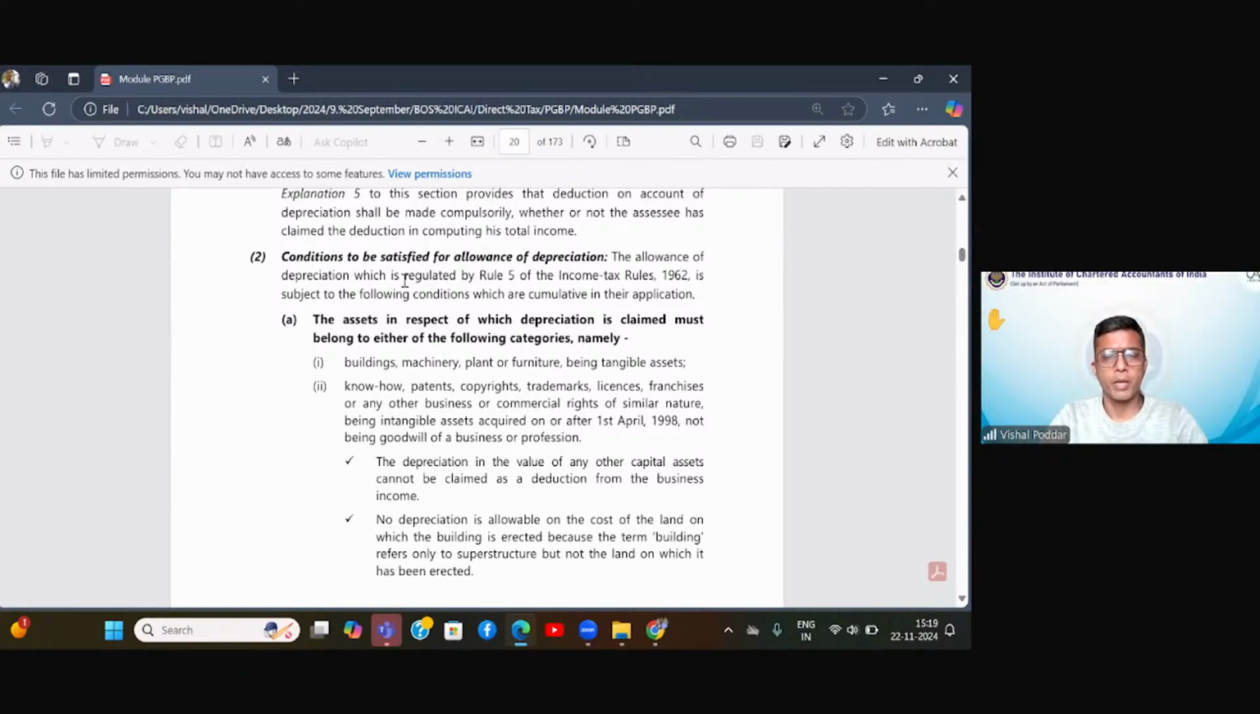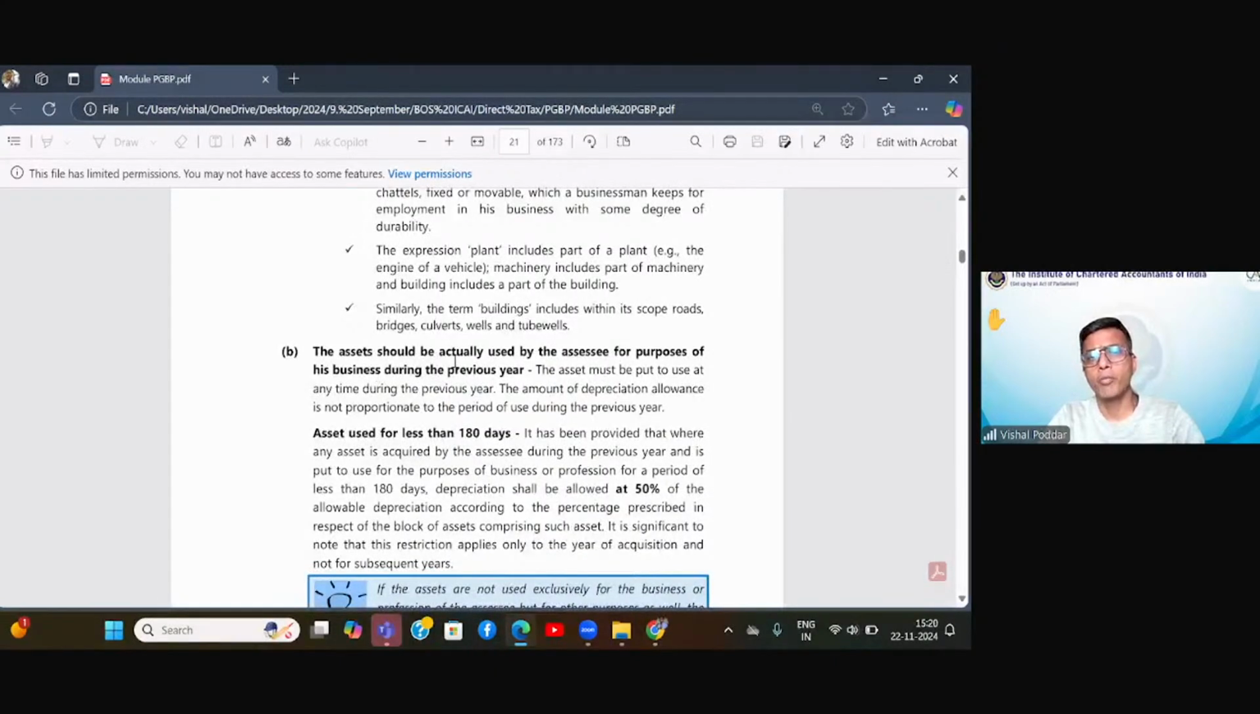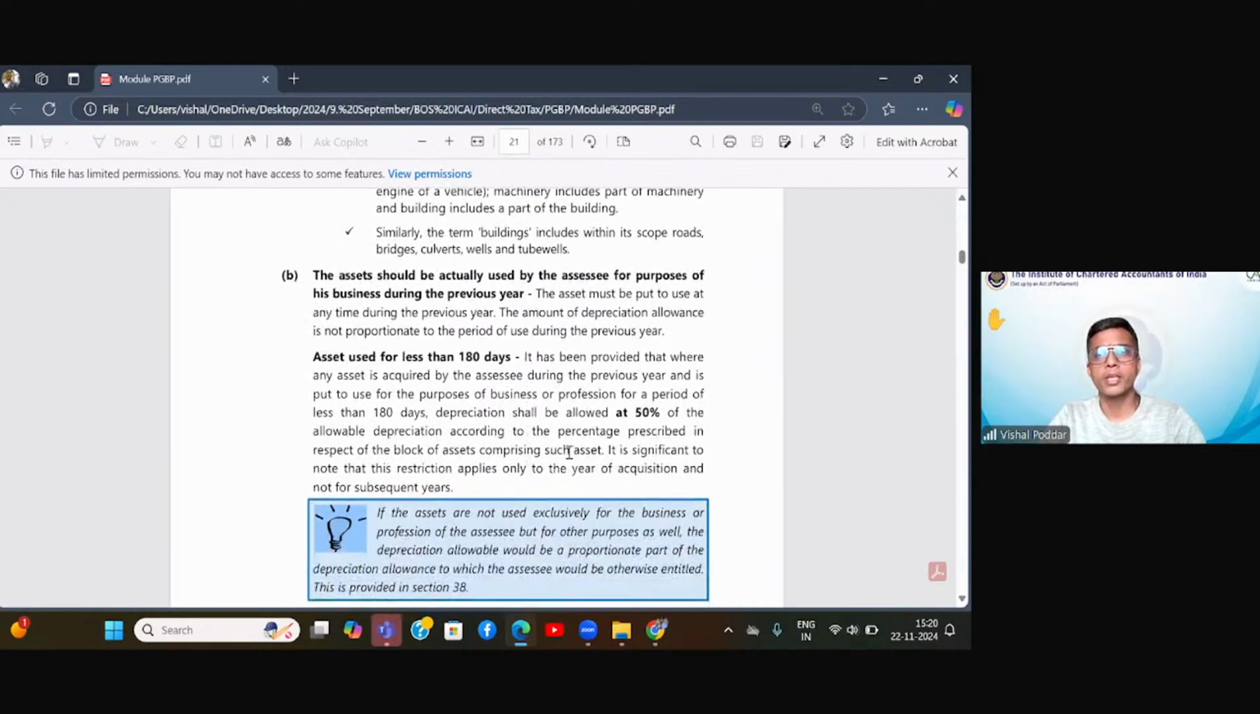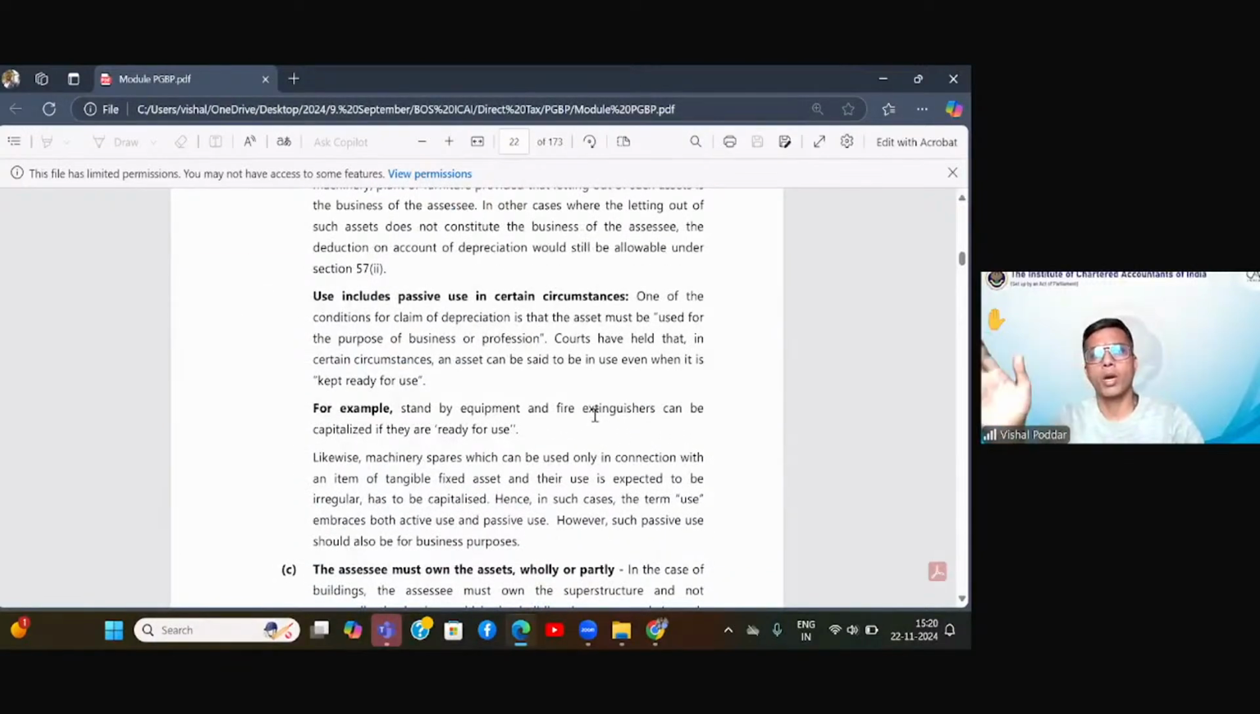The conditions for claiming depreciation are that we will allow you depreciation either for tangible or for intangible assets. What are tangible assets and intangible assets? They have given that. Then the asset should have been used by the assessee. So it should be actually used, then only depreciation is allowed. If you're not using it, no depreciation. Further, if the asset is put to use for less than 180 days, then we will allow only half of the actual depreciation. So whatever depreciation is applicable, we will allow you half.